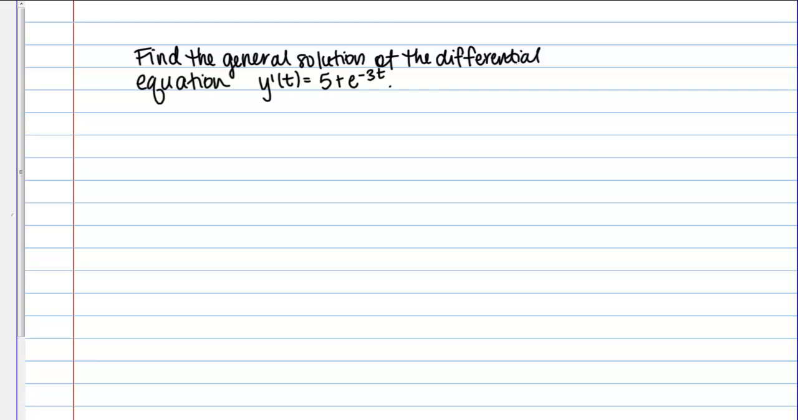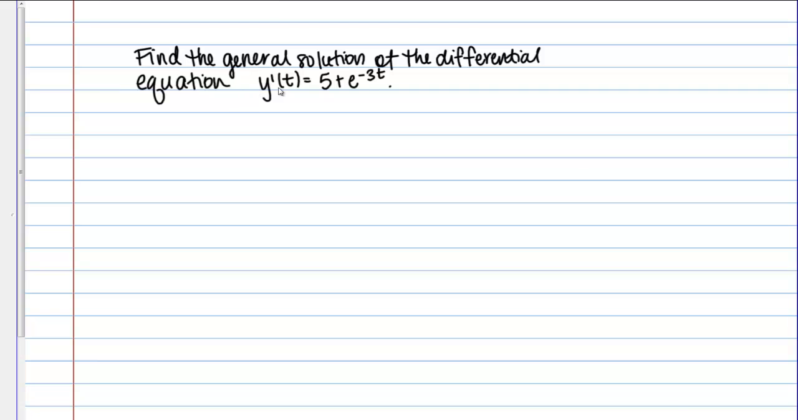Okay, so first of all, why is this considered a very basic differential equation? Well, first of all, I'm just dealing with a first derivative, which makes it pretty simple. The only derivative that appears is this y prime of t. This is also what's called a linear differential equation. This first derivative isn't squared. It's not being multiplied by y or anything like that.